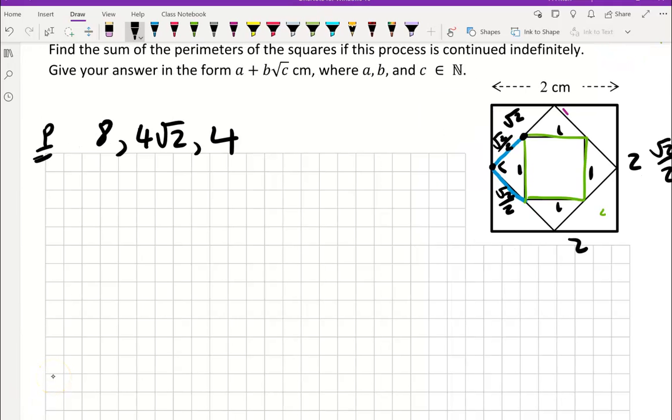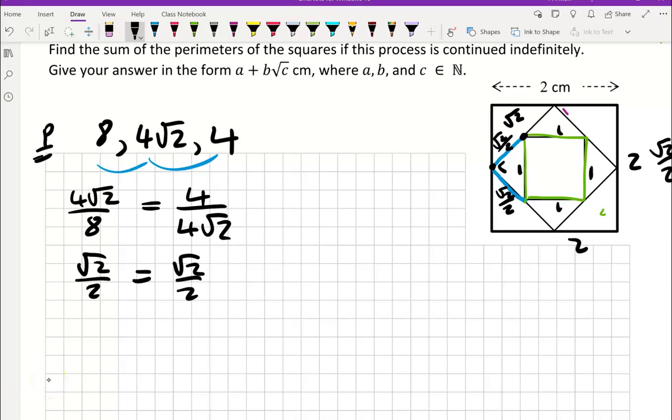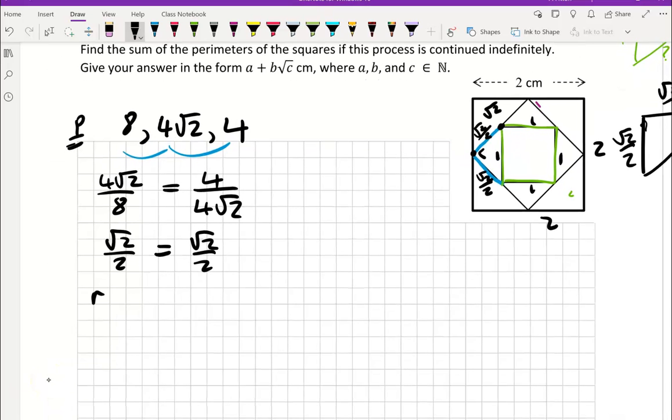So there's some sort of sequence going on here. Let's check if it's a geometric sequence. We check that by doing 4 root 2 divided by 8, and checking if that's the same as 4 divided by 4 root 2. Yeah, they are the same, so it's a geometric sequence, and we've just established that the common ratio here is root 2 over 2.